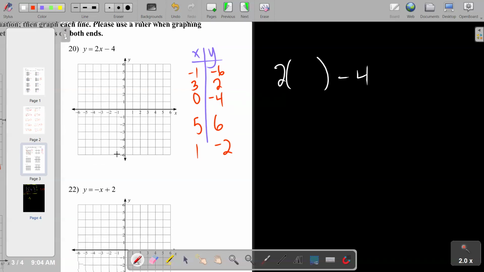So -1, -6 is left one down six. 3, 2 is right three up two. 0, 4 is just down four. 5, 6 is right five up six. And 1, -2 is right one down two. And those look pretty good to me. To save time, I am not going to graph the line. I trust you know how to use a ruler, so I'm going to move on to the next problem.